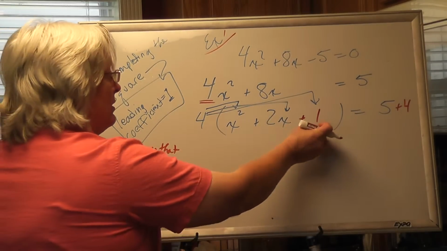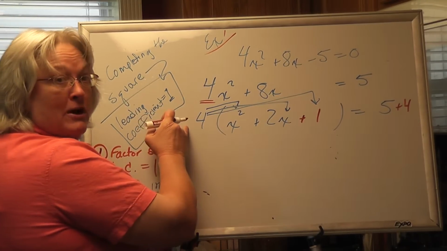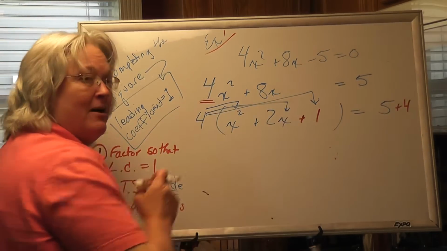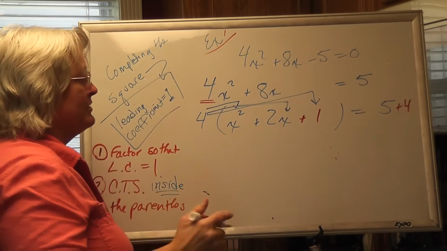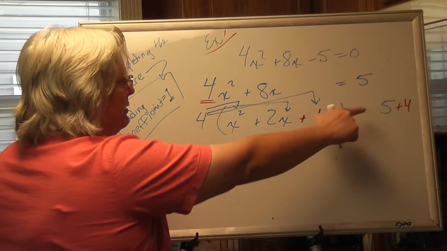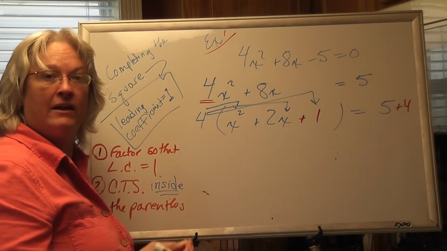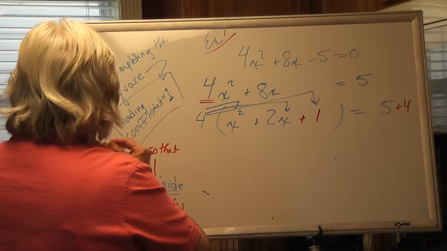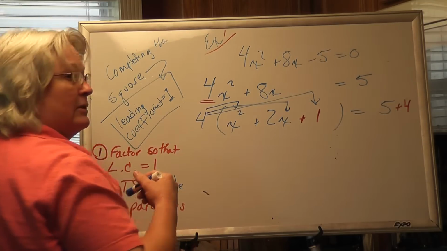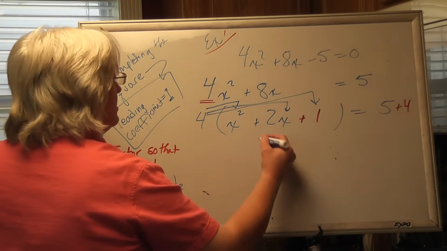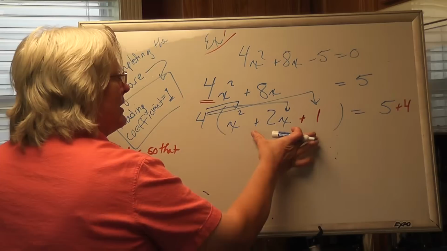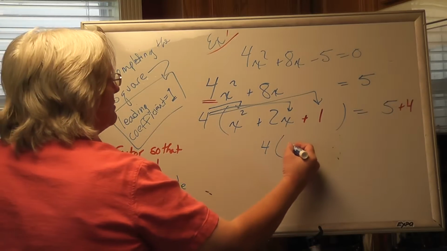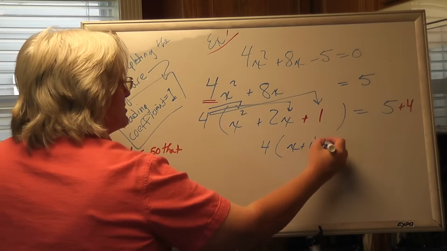added 4, because you have to take into consideration that this 4 is distributed to every term that's inside the parentheses. 4 times 1 is equal to 4, so we add a 4 to the right-hand side of the equation. Now, we can go ahead and continue with our work. We have 4 times what? Well, we have a perfect square trinomial inside the parentheses.